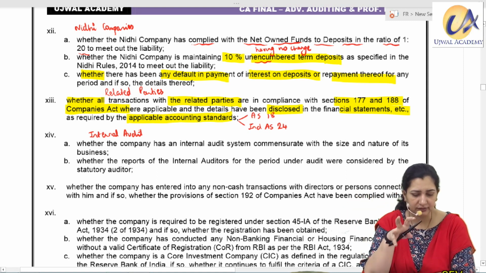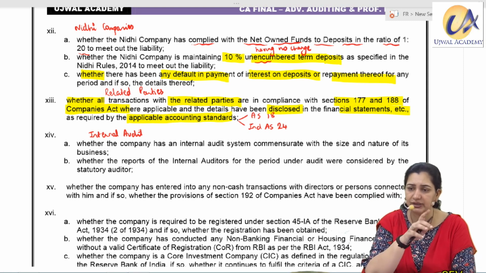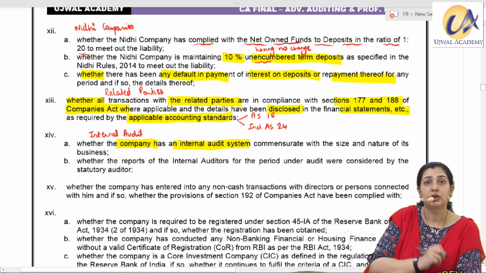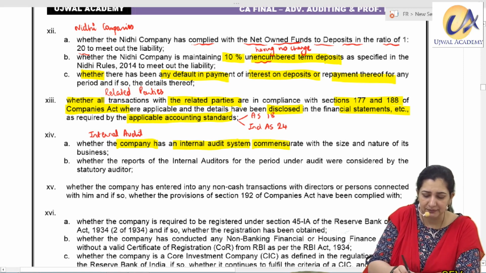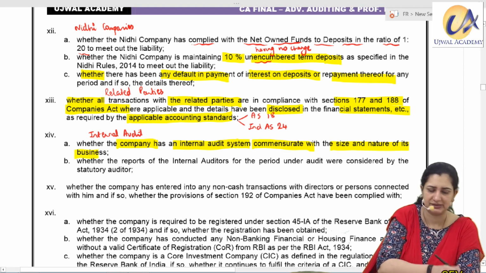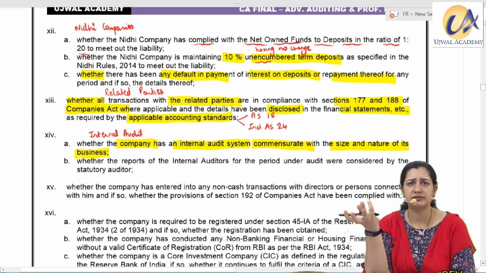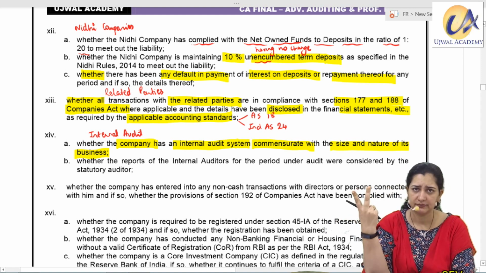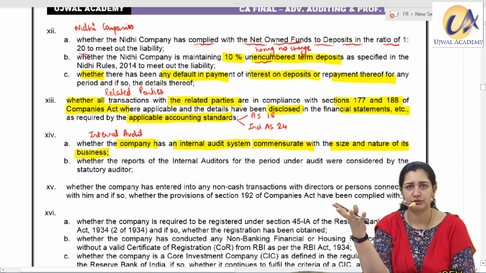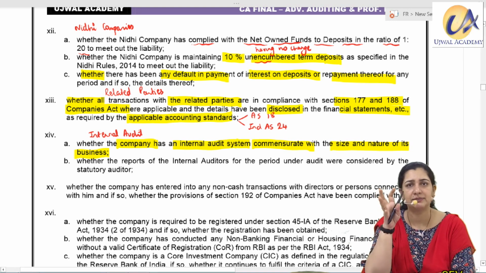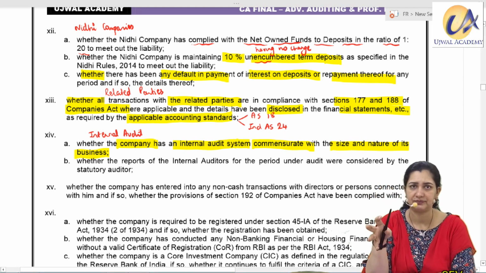Okay. So internal audit, we have to see if the company has a proper internal audit system which commensurates, matches up with the size and nature of business. So I have this huge business and in the internal audit system, I've got 2 employees working. So it is not going to be enough. It should match, it should be suitable for the size and nature of the business. So we need to check that first.